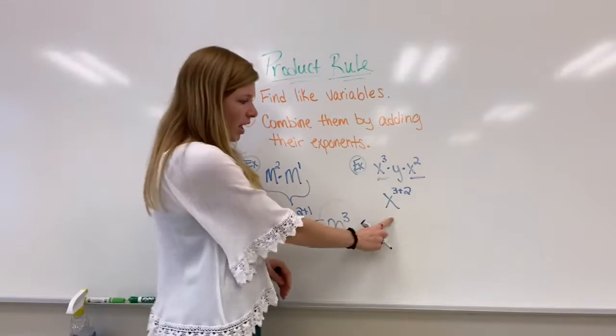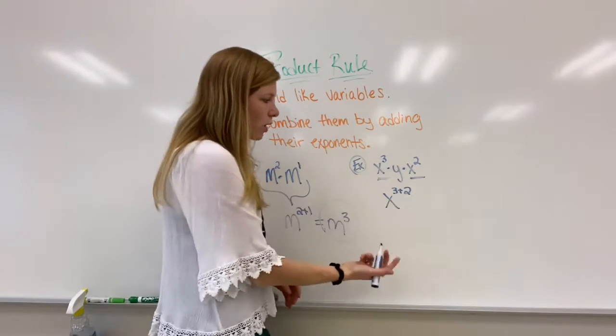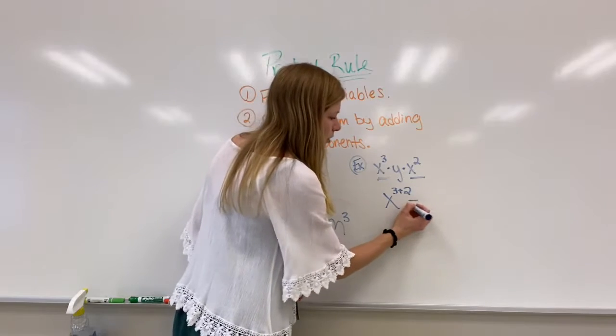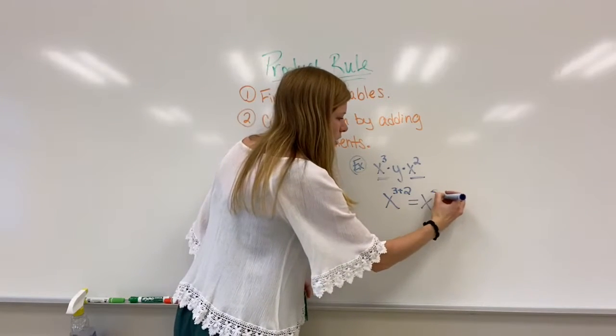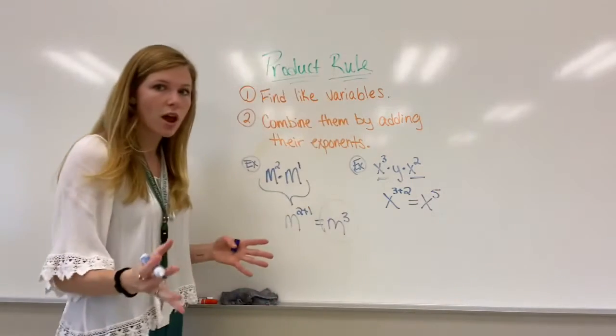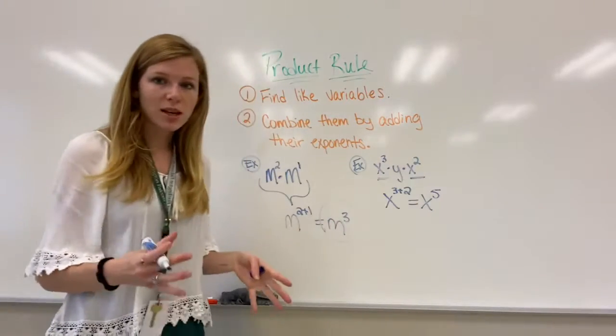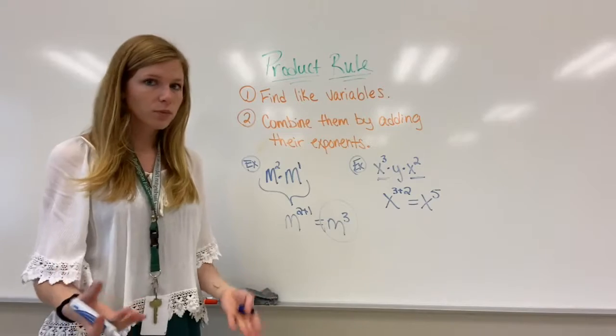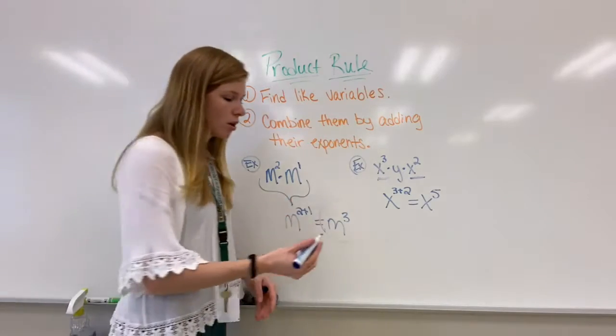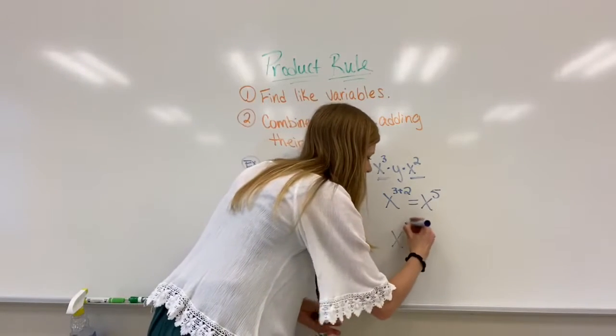All right. X to the 3 plus 2, I can simplify that down further, x to the 5th. So now, my final answer, I've combined any like terms that I can using the product rule. I couldn't do anything with the y, so I'm gonna leave it in my final answer.